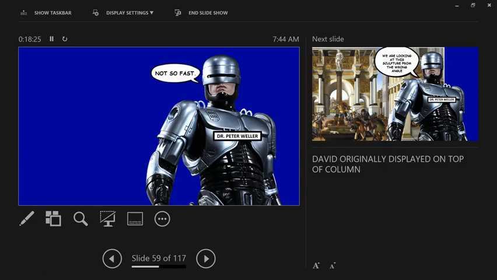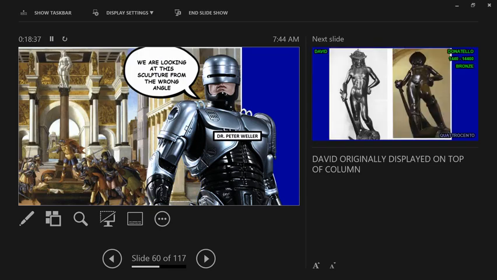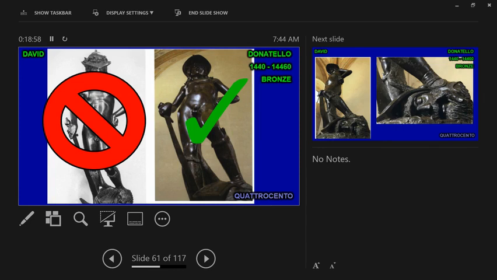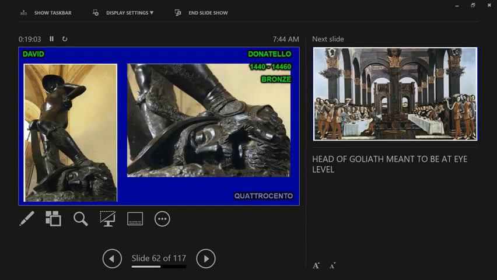But RoboCop, the actual RoboCop, Dr. Peter Weller, the actor that plays RoboCop, I read his article on Donatello's David, and he has a different idea. One of the things he says is that we're looking at David from the wrong angle. It was originally displayed on a large pillar, way above our heads. So we are not meant to be looking at it from the front, but from below, and Goliath's head should be at or above eye level.